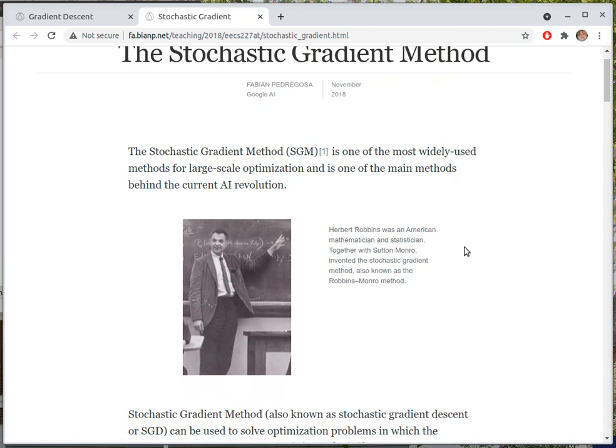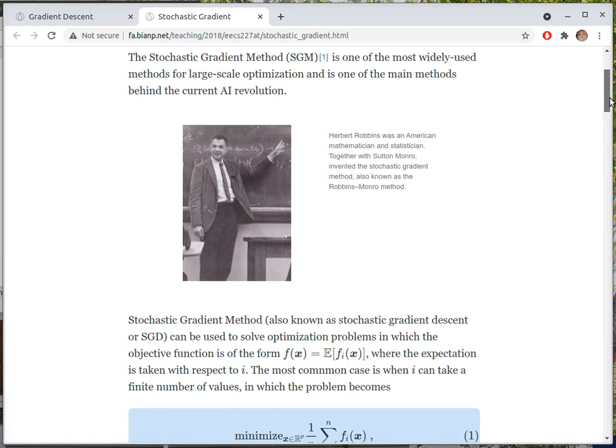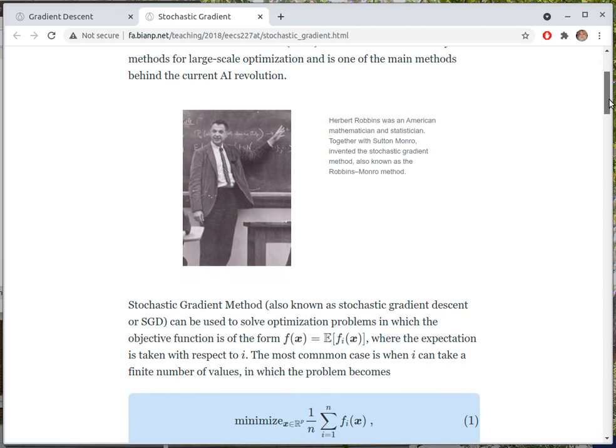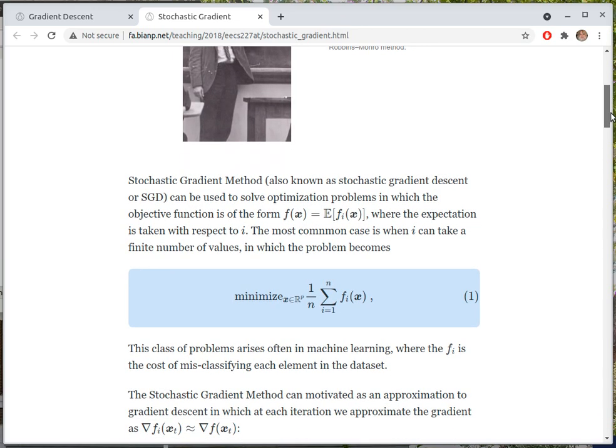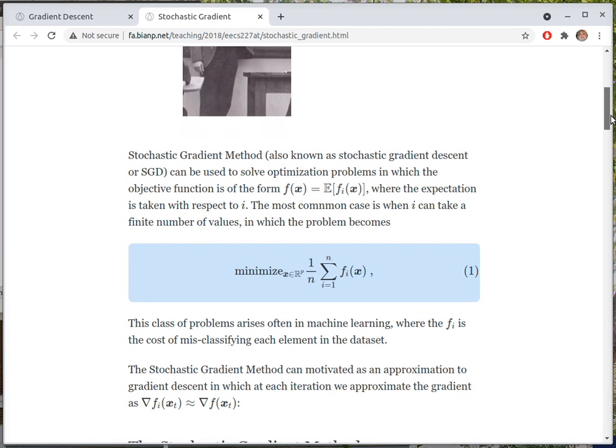So let's see. Oh, we have a picture. Herbert Robbins is an American mathematician and statistician, and together with Sutton Monroe invented the stochastic gradient method, also known as the Robbins-Monroe method. And it's kind of interesting that this was done back in the 50s, and it's really made a huge comeback lately with the neural networks. And so what we're trying to do here, you can see, is we're trying to minimize over some x where we have a large number of values to compute.